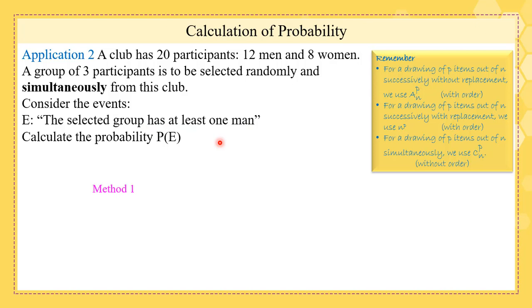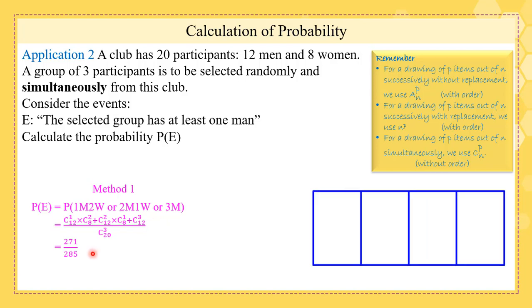Well, we're going to see it in two different ways. At least one man could be one man, two women, or two men, one woman, or three men. And in this case, this would be the answer. It's a combination, which is 271 over 285. And we're going to see another method.